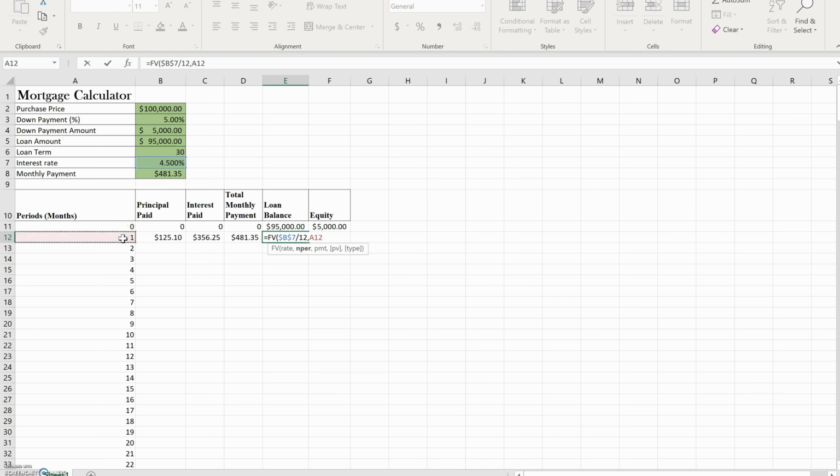We're going to select this one and this one, and we want it to drag down. The payment is going to be right here and will always be the same. That's present value. And you see how it pays it down? You've got to make that payment negative.